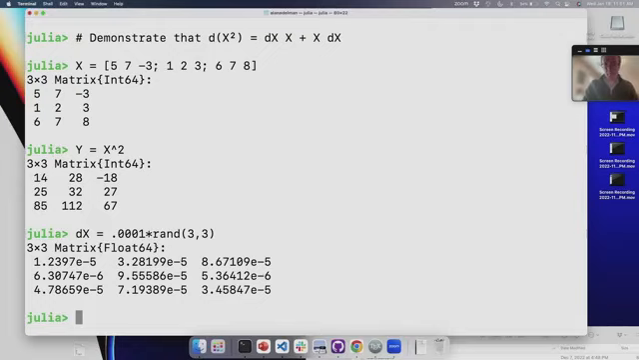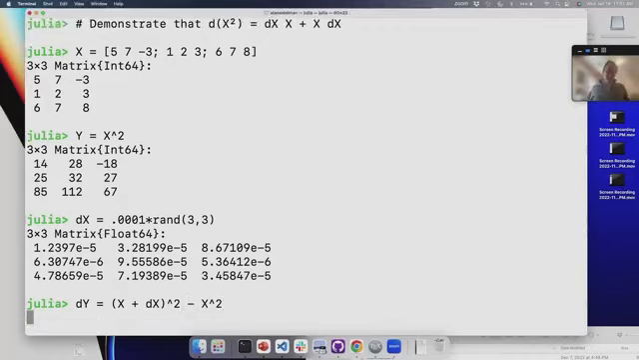Okay, so everybody understands that I'm sitting at this matrix X, and I'm moving over to X plus dx, right? And I want to know the difference. So let's do that. So dy, we'll do it first numerically, is going to be x plus dx squared minus x squared. Okay, so there's the dy.